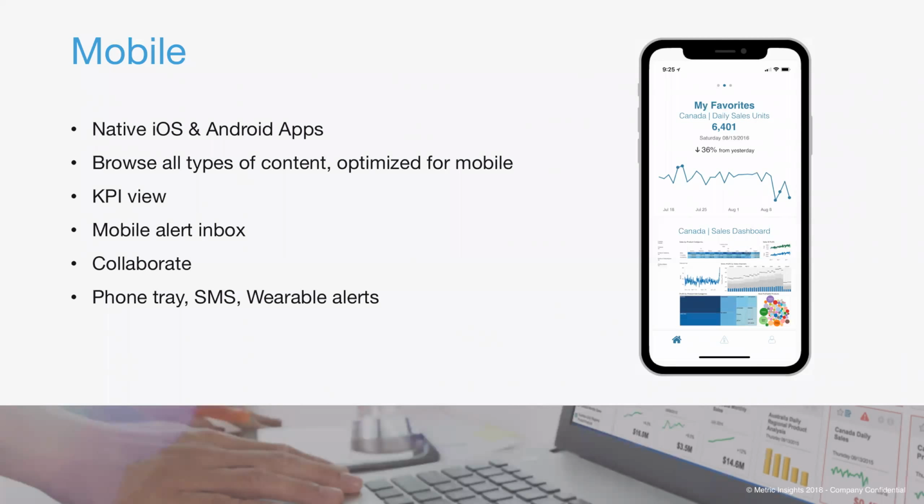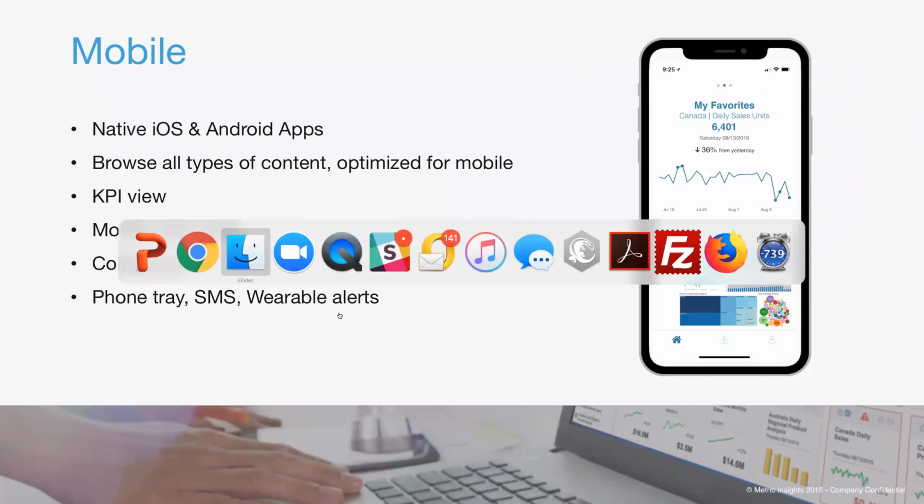There are a couple of different ways Push Intelligence does this. It could be anywhere from offering native iOS and Android applications, with the ability to browse all types of content, optimized for a mobile experience. Louis is going to take a look at the KPI view, and how that differs from what you've already seen. You will also have the ability to see where these alerts are going and how they need to be responded to on the fly using mobile devices, collaboration, and really anywhere from phone tray to SMS or wearable smartwatch, maybe Google Wear or Apple Watch alerts as well. So I'm going to hand it over to Louis to take a look at all this.